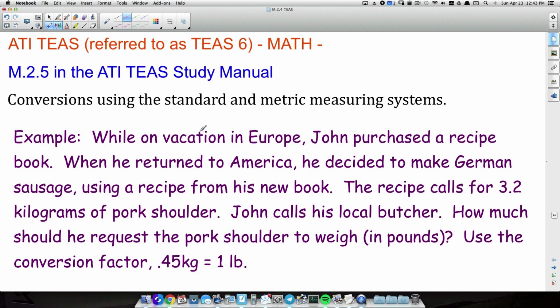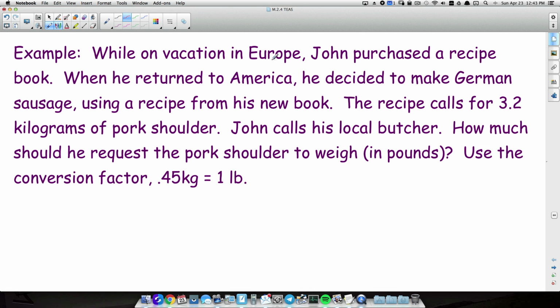But here we go. So he needs 3.2 kilograms. Remember, he bought this recipe book in Europe, so they use the metric measuring system. Let's use the conversion factor right here, and we're going to use a proportion. There are other techniques, but I'm just going to show you a proportion here. So 0.45 kilograms is the same thing as 1 pound, and lb is often the abbreviation for pound. What does he need to tell the butcher? Let's make the assumption the butcher doesn't understand kilograms. The butcher wants to hear pounds and ounces and stuff like that. Well, we're just going to say pounds.